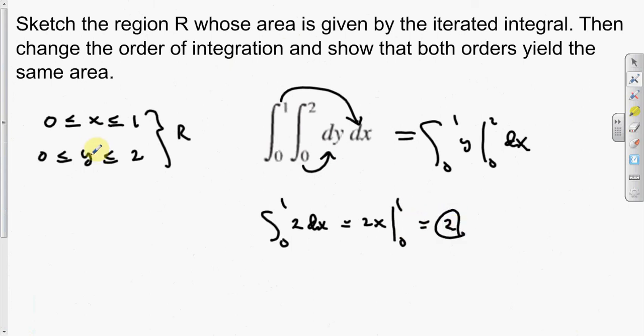Now, since x and y are both bounded below and above by numbers, they're fixed, changing the order of integration, you simply just switch it directly, and that's fine. If it's a function, I'll show you for the next problem, you have to kind of do some work when you switch the order of integration. It's not as easy and direct as we would think.